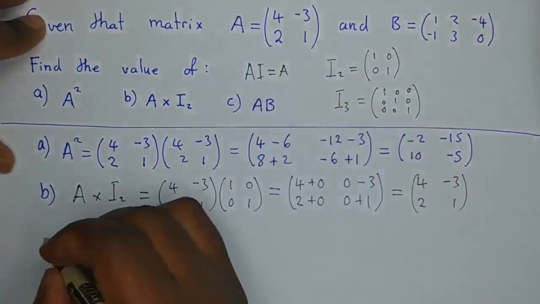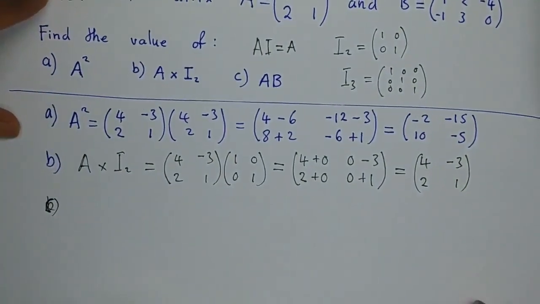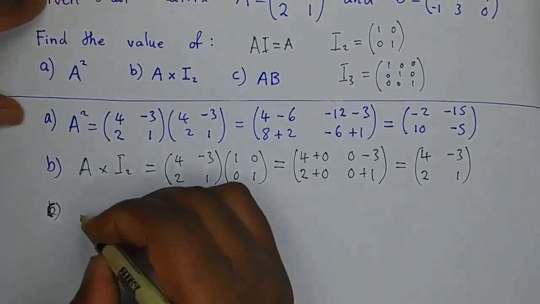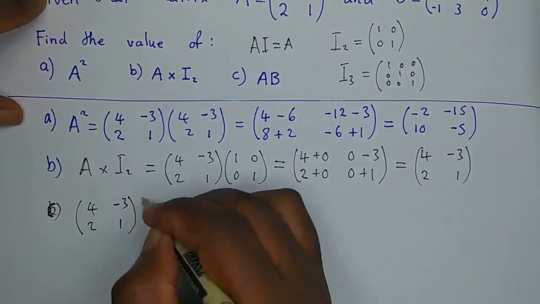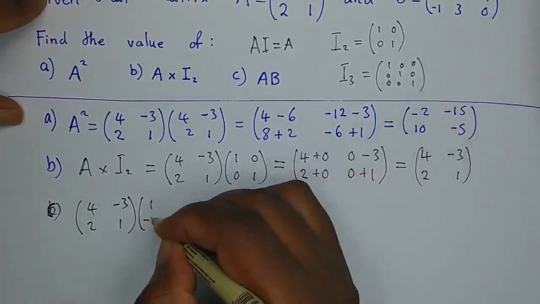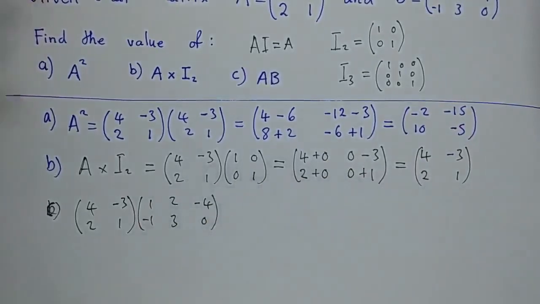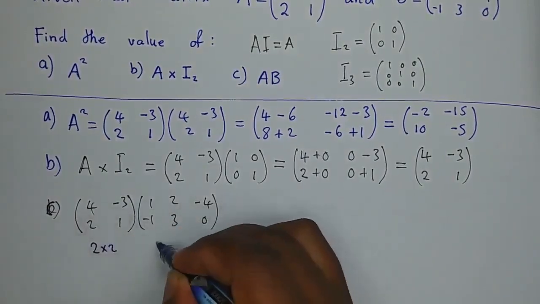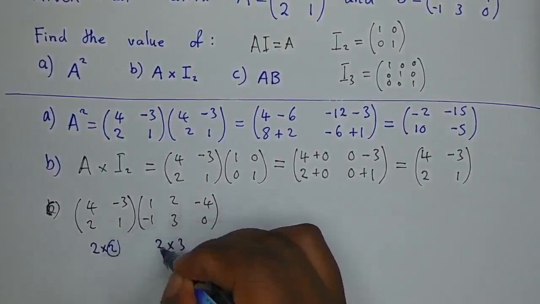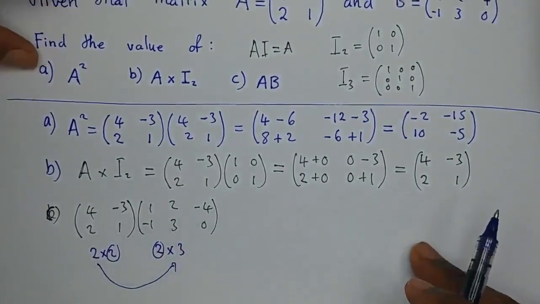Let's look at the product of AB. That is question C. So the product of AB, we start with A, which is 4, 2, negative 3, 1, multiplied by B, which is 1, negative 1, 2, 3, negative 4, 0. So first of all, we need to know the order of these matrices. For the first one, of course, is a 2 by 2. Then this one is a 2 by 3. So since these two values are the same, then our final answer must be a 2 by 3. So let's see how that comes out.